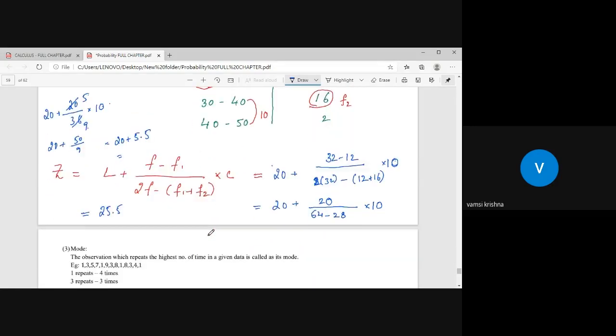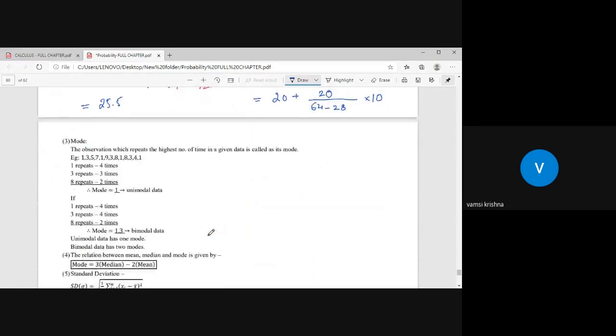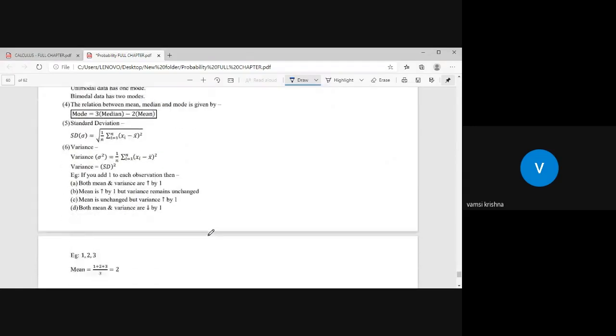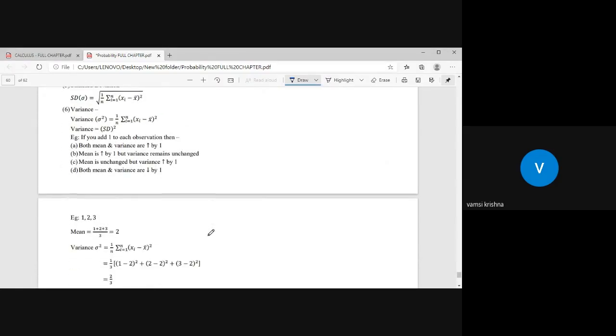Now you understood about mode and median. If the given data is small, you know how to find the mode. The item which is repeated more number of times gives your mode.